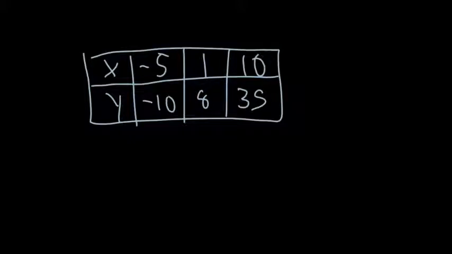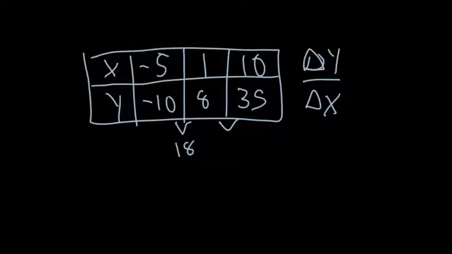Let's look at one where we don't have the numbers in consecutive order. It's always going to be the same: change in y over your change in x. Let's find our changes here. To get from negative 10 to 8 is positive 18. Then to get from 8 to a positive 35, that's going to be 27. Do the same thing for my x's. To get from negative 5 to 1 would be a positive 6, and to get from 1 to 10 would be plus 9.